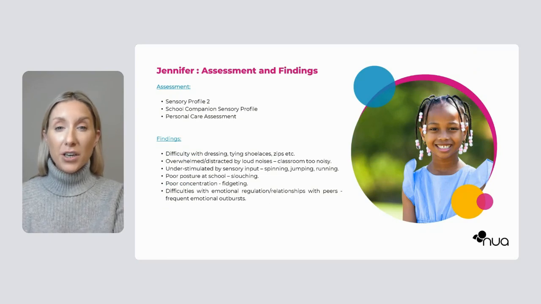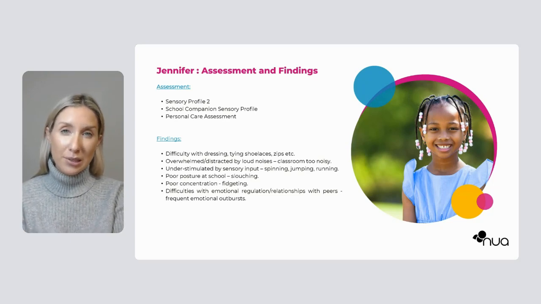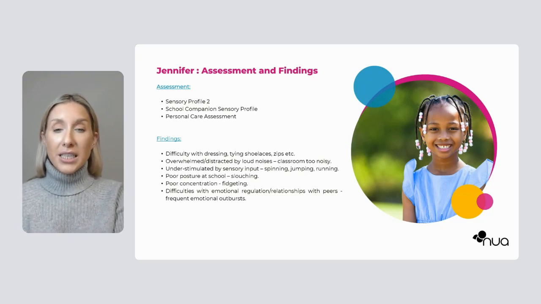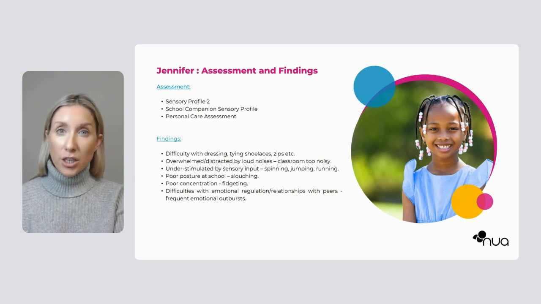In terms of assessments and findings, three main assessments were carried out with Jennifer. That was the sensory profile 2, followed by the school companion sensory profile, and a personal care assessment was also undertaken. The findings were that Jennifer presented with difficulties in dressing and tying shoelaces and closing zips. She became overwhelmed and distracted by loud noises. She was understimulated by sensory input. She displayed poor posture at school and poor concentration. And she had difficulties with emotional regulation and maintaining relationships with peers, and she had frequent emotional outbursts.